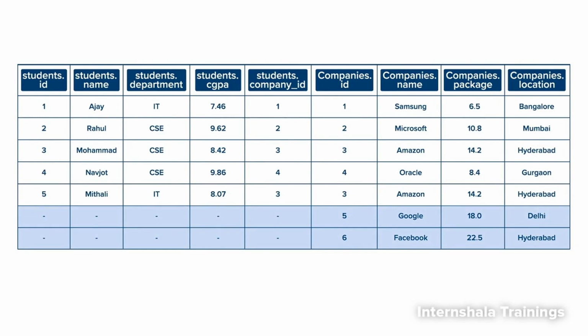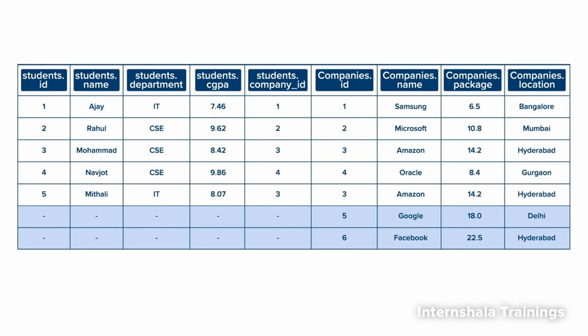This is because the right join includes all records from the right table, irrespective of whether they have any associated record in the left table. That is why it includes the records that correspond to Google and Facebook, even though there are no records associated with them in the students table. But for the left table, right join fetches only those records which have at least one associated record in the right table. That is why it does not include the record corresponding to Sanjay from the students table.